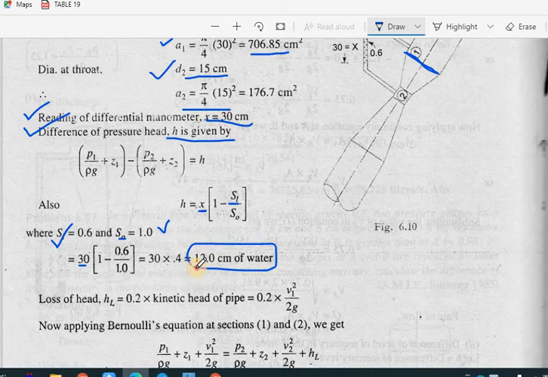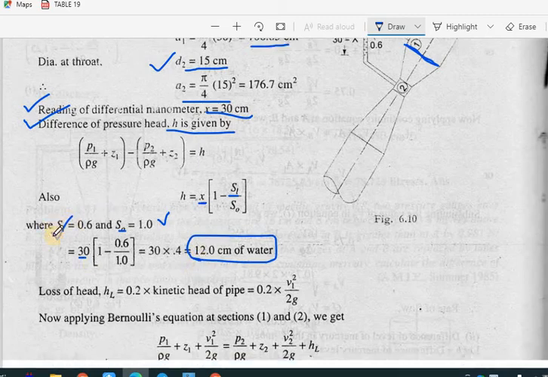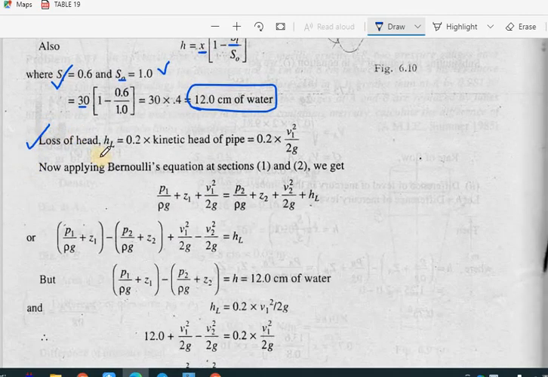Okay. And one more thing is also given over here, that the loss of head HL is 0.2 times the kinematic head of pipe. So kinematic head is given by V1 square by 2g. We are considering the pipe, that is why we are taking it as V1. It is not saying the kinetic head of the throat. It is clearly mentioning that it is the kinetic head of the pipe, so we need to consider V1. So 0.2 into V1 square by 2g.